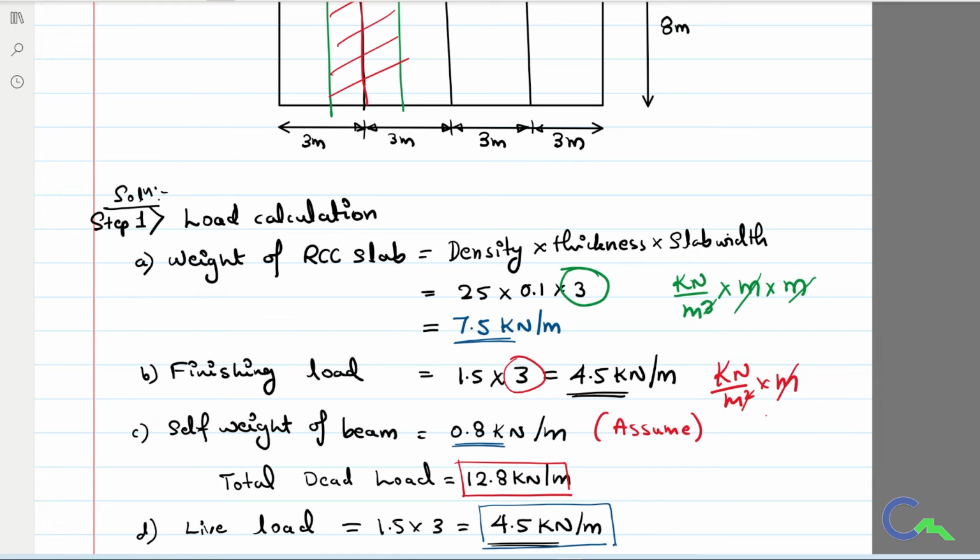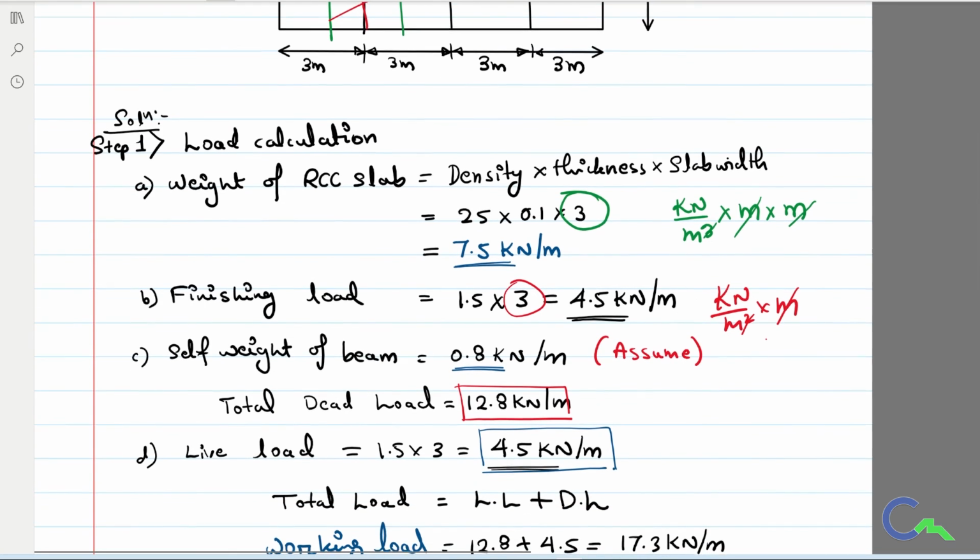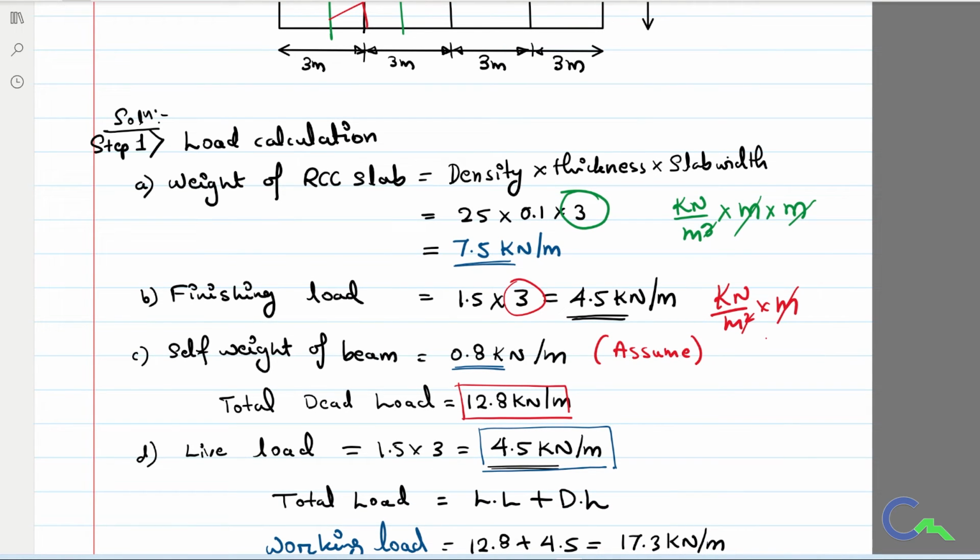The self weight of the beam is not given. I said in the previous part of this video that we have to assume it between 0.5 kilonewton per meter to 0.8 kilonewton per meter. So I assumed here 0.8 kilonewton per meter. Therefore the total dead load, if I add all three values, I am going to get 12.8 kilonewton per meter.